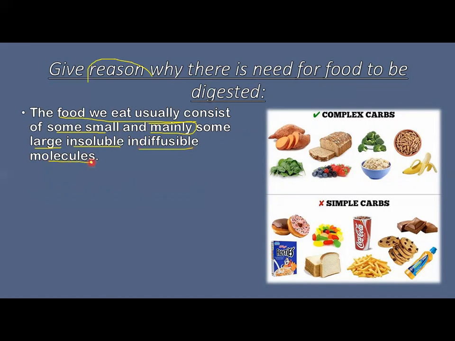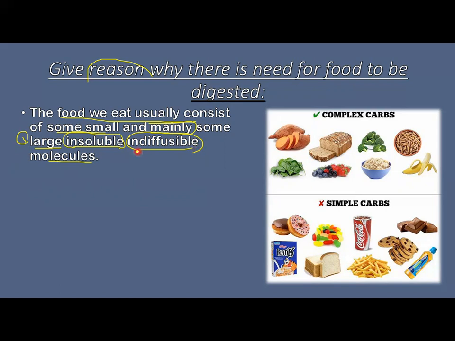The food that we eat is usually, number one, large. They are too large to cross the partially permeable cell membrane. They are insoluble, means they cannot be dissolved in water or in our bloodstream. Similarly, indiffusible means they cannot cross the partially permeable cell membrane. So the food that we usually eat comprises large molecules, insoluble molecules, and indiffusible molecules.